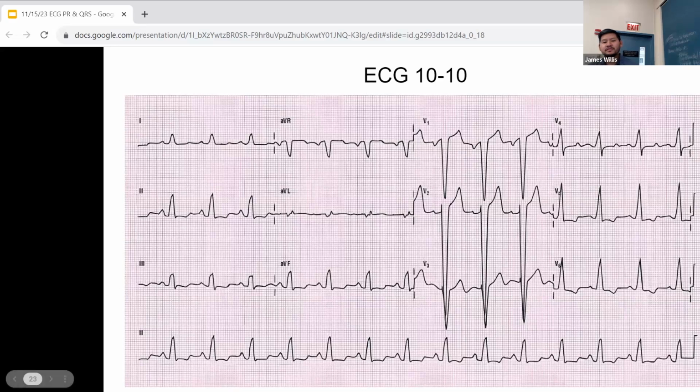Sinus rhythm? Yeah, sinus. How's the PR interval? Are you saying that because the last 4 EKGs had a short PR interval? Yeah, it might be short. It's hard to tell because of the quality. Yeah.